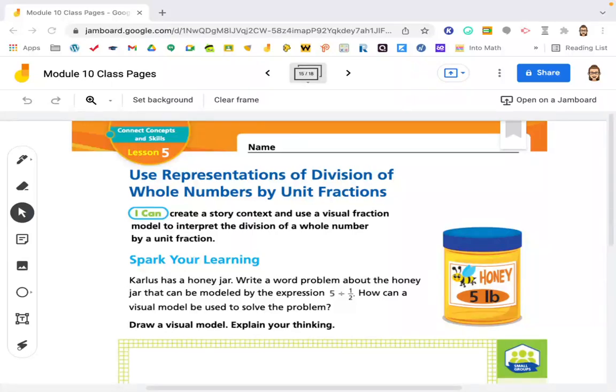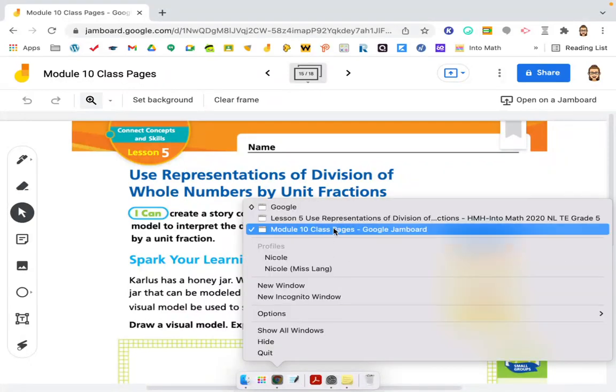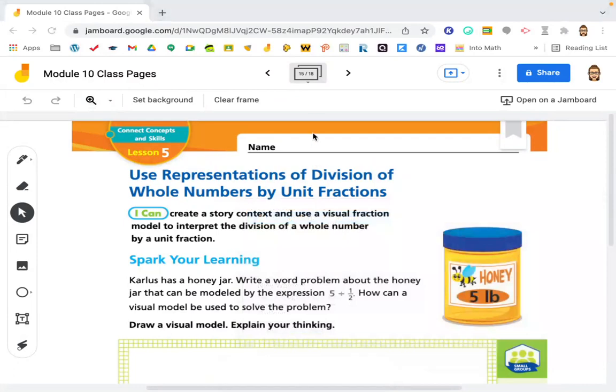Hello, my mathematicians. Today we are looking at Module 10, Lesson 5, and we are going to be looking at using representations of divisions of whole numbers by unit fractions. Hopefully by the end of this, you'll be able to create a story context and use a visual fraction model to interpret the division of a whole number by a unit fraction.